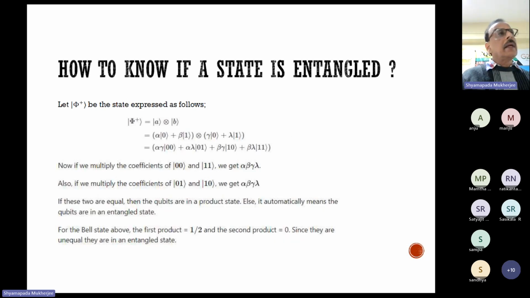Then how do we know the state is entangled? I can write down a mathematical formula, at least for a two qubit state. A two qubit state can be represented as alpha gamma 0 0, alpha lambda 0 1, beta gamma 1 0, and beta lambda 1 1. We multiply the coefficients of 0 0 and 1 1, alpha beta gamma lambda, and the coefficients of 0 1 and 1 0 also. If both products are equal, then the state is separable, otherwise it is entangled.